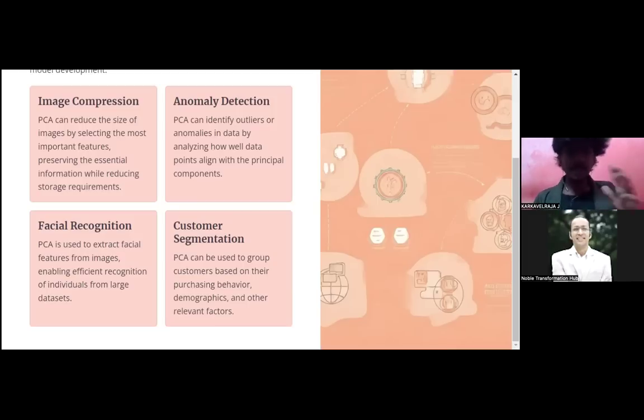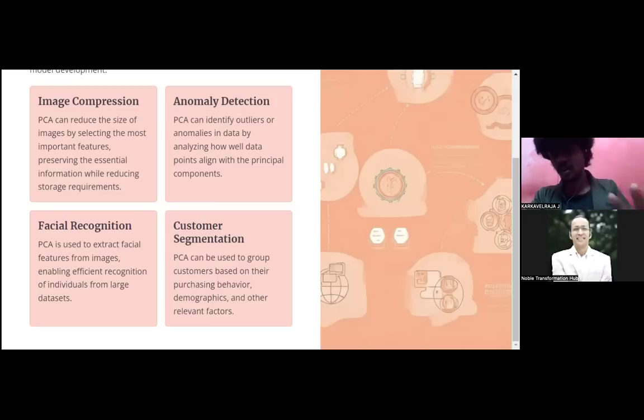Customer segmentation: PCA can be used to group customers based on their purchasing behavior, demography, and other relevant factors. Here also, in order to find the customer segmentation, we can find how much depends on the number of features. There also we can reduce the features in order to predict the customer segmentation. We can use only 2 to 3 features to produce customer segmentation. Hope you guys are able to understand.